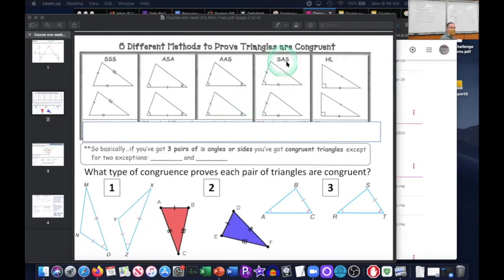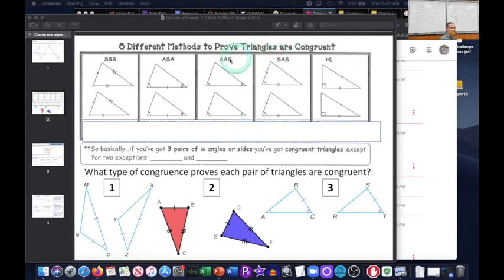Okay, the last one, SAS, side, angle, side. That means the angle is in between the 2 sides. So if we have 2 triangles and we want to prove they're congruent, all we have to do is measure 1 angle and the 2 adjacent sides. And that proves these triangles are congruent. That's why this is helpful, because we don't have to measure everything.